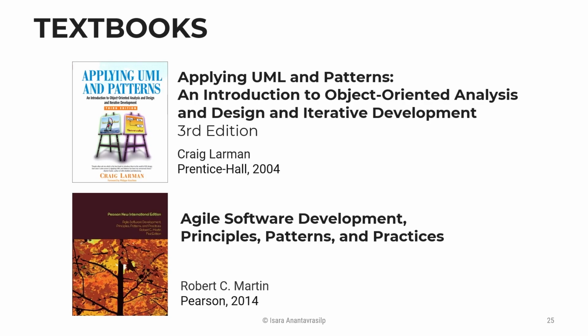These are textbooks that I would like to recommend. The first one is Applying UML and Patterns: An Introduction to Object-Oriented Analysis and Design and Iterative Development by Craig Larman. It is quite old, from 2004, but the contents of the book still cover what we discussed in class. The other one is Agile Software Development: Principles, Patterns, and Practices by Robert Martin. These two books should be easy to purchase in Thailand. I bought both of them in Thailand, so I believe you can too.